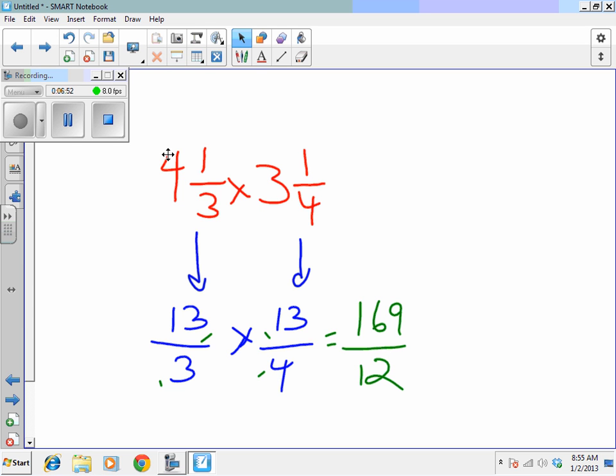How do I convert an improper fraction back into a mixed number? What do I have to do? Jeremy.